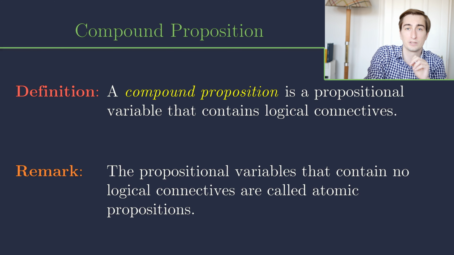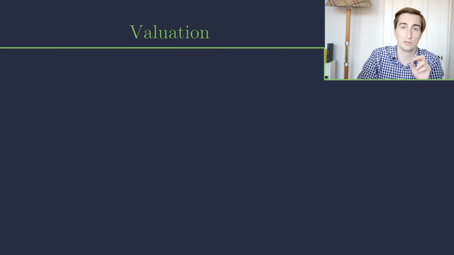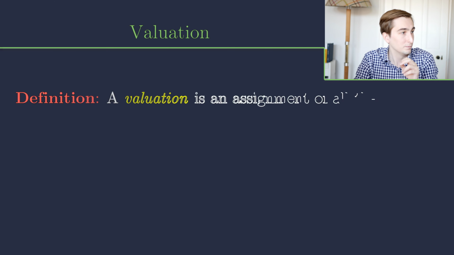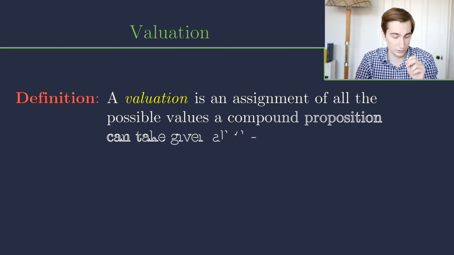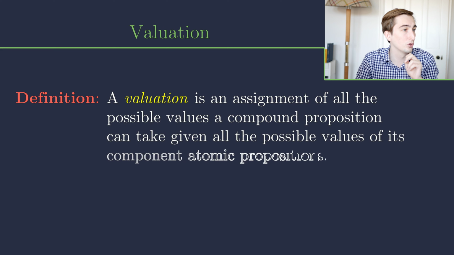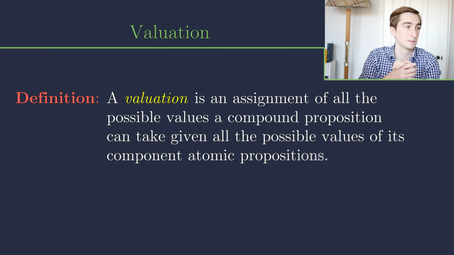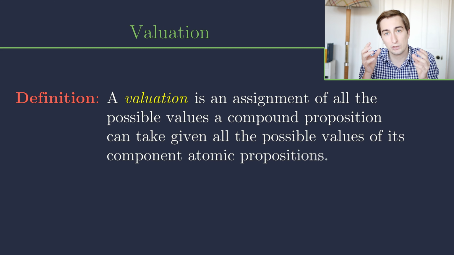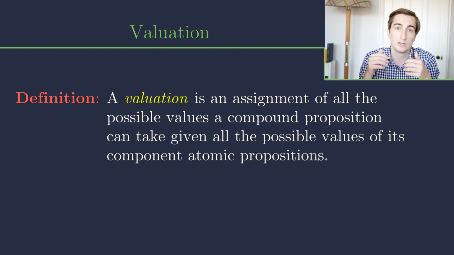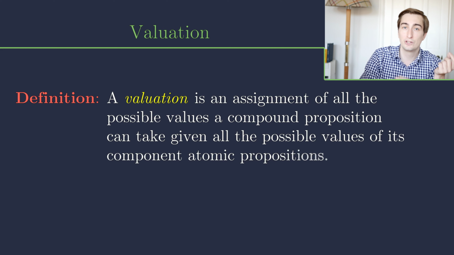Now one of the useful concepts to introduce is something called evaluation. Evaluation is an assignment of all the possible values a compound proposition can take, given all the possible values of its component atomic propositions. This seems rather waffly and a little complicated, but the idea is that a compound proposition can only take the value true or false, and which value it takes depends upon the individual atomic propositions that make it up. So if I run through all the possible truth values of the component atomic propositions, then I can deduce what the truth value of that complicated compound proposition is.